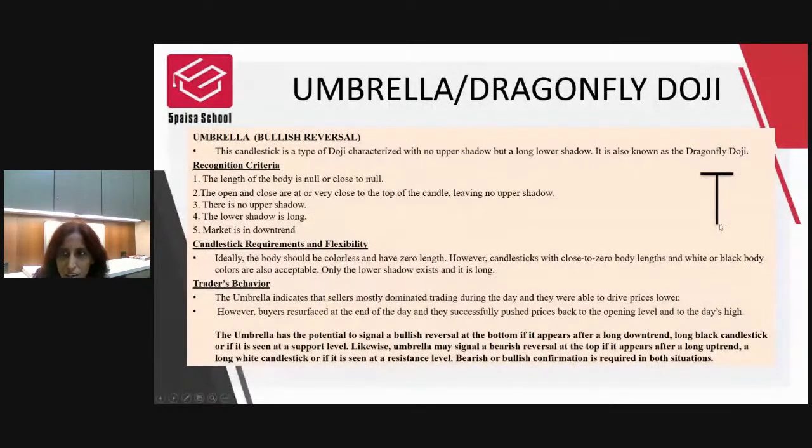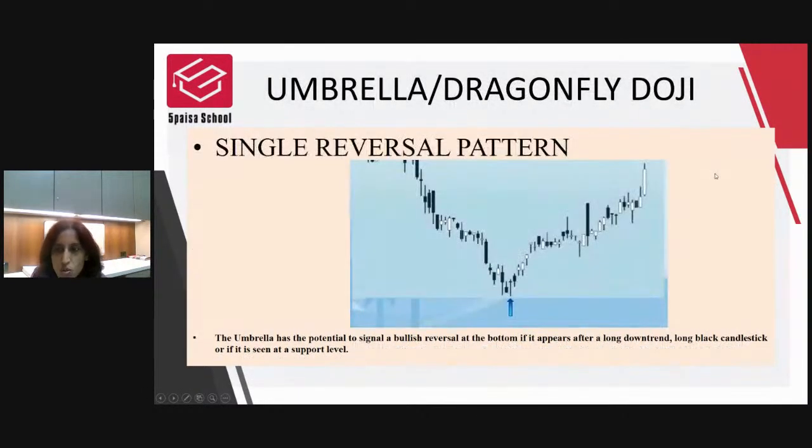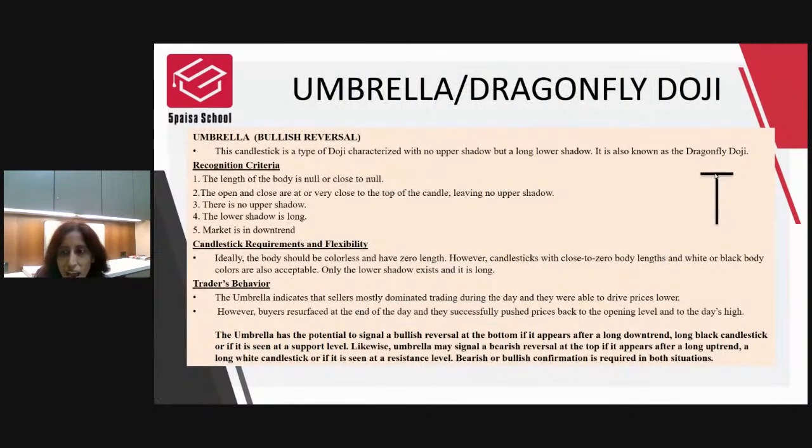Okay. However, the most interesting part of it is that the buyers resurfaced at the end of the day and they successfully pushed the prices back to the opening level and to the day's high. So those sellers were dominating during the day, but the buyers came and pushed the prices to the opening level and to the day's high.